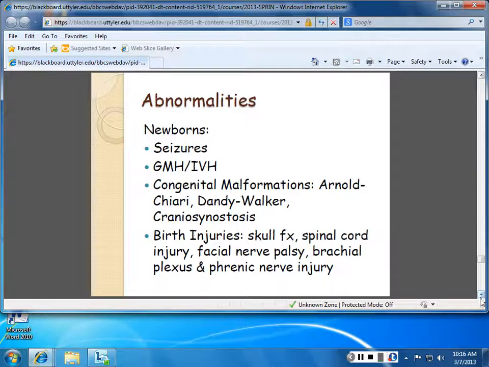Not going to spend a lot of time on these. And I may post a little Word document for you later, probably by Friday, to go into some of these. But abnormalities that you may see in newborns, seizures. Again, they don't just happen out of the blue.